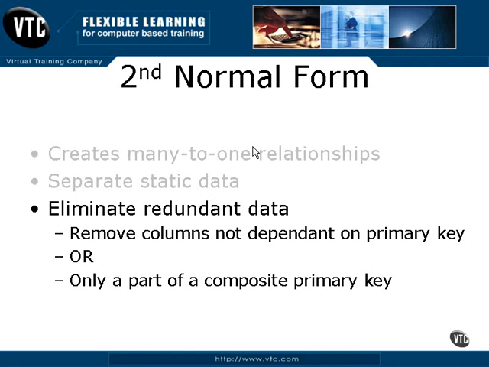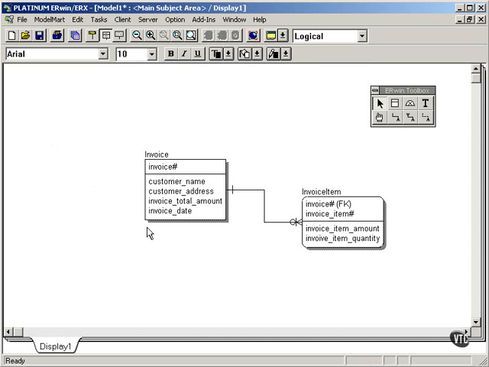Second normal form, we said, creates many-to-one relationships by separating static data from transactional data. It eliminates redundant data or data which is not fully dependent on the primary key or a composite. In other words, when you have composite primary keys. Look at this table here. What is not fully dependent on the primary key?